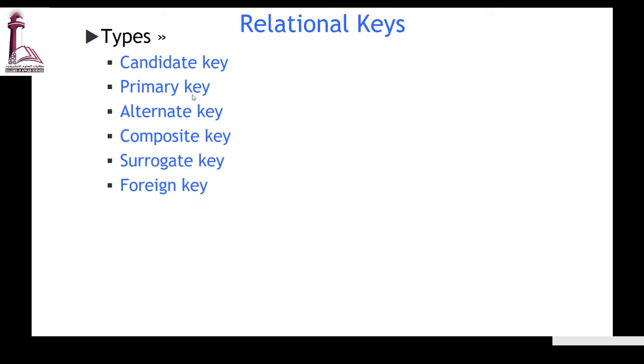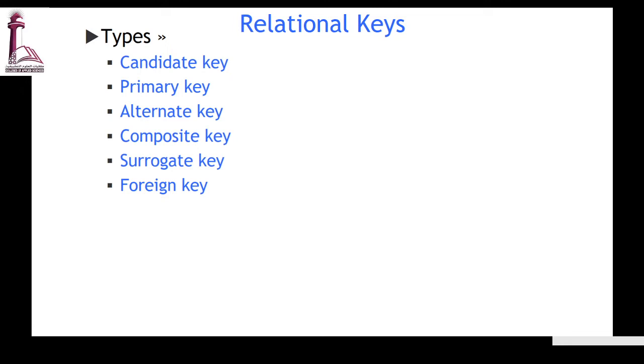The primary key should have 2 properties. What are the 2 properties of primary key? The primary key must be unique, and it must be not null. Not null means not empty.